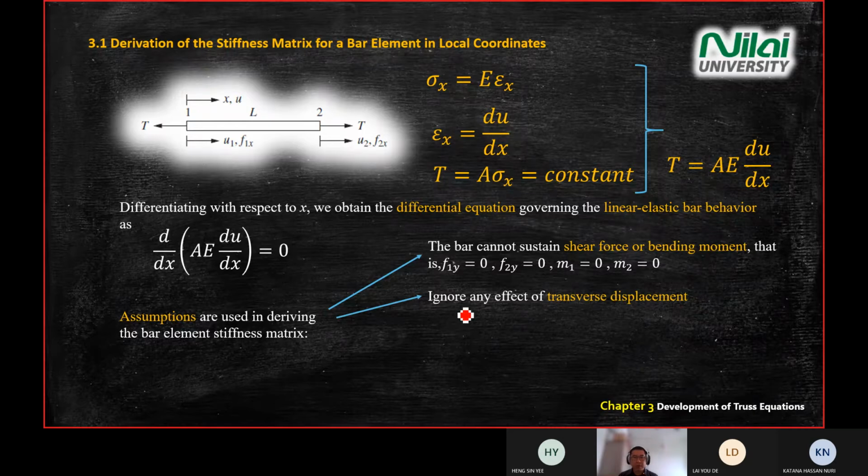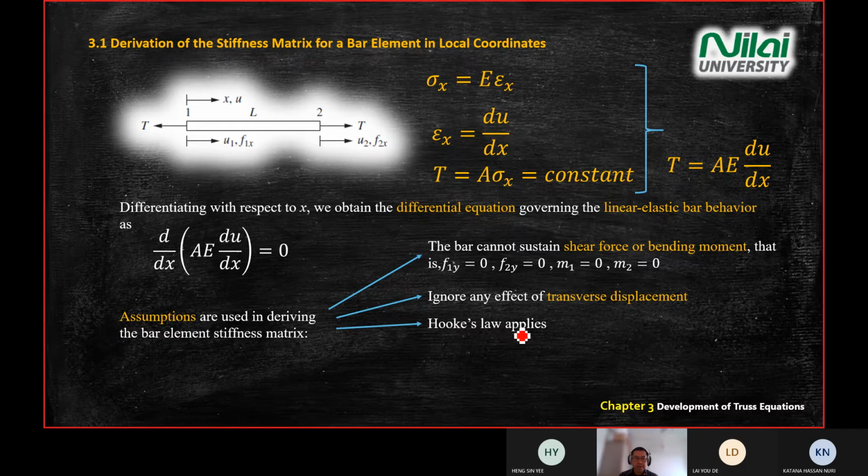Assumption number 2, we ignore any transverse displacement. It means if you pull a realistic bar, some portion will move very fast, some portion will move very, very slow. Especially if you pull at this end, some material will displace faster. So we don't have that effect in this assumption.